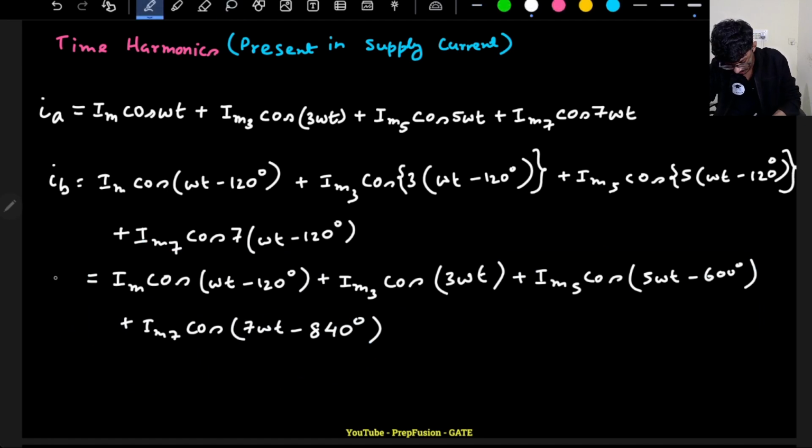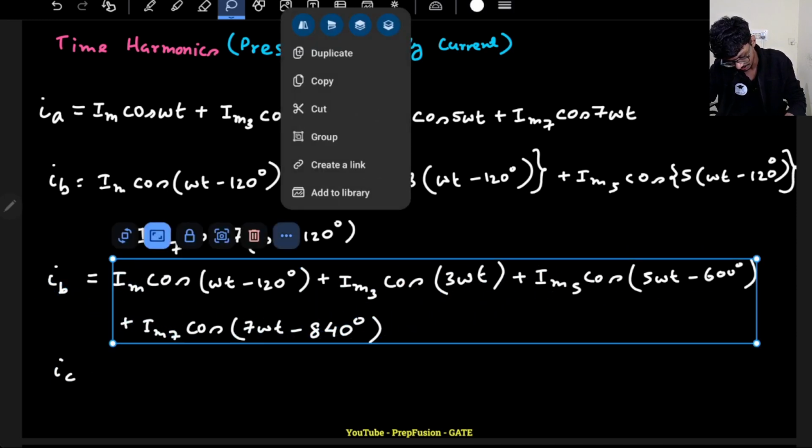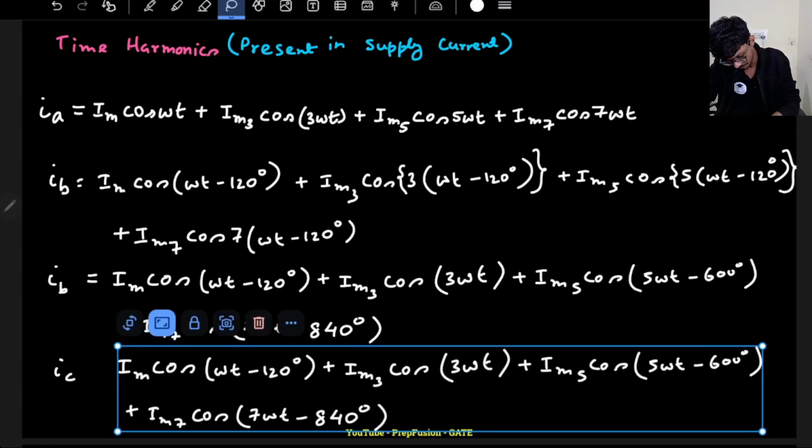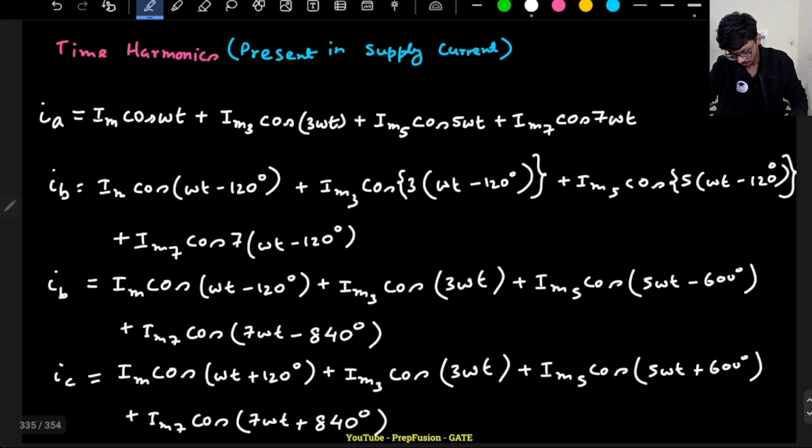This is the B phase current. What will happen to the C phase current? Similarly, instead of ωt minus 120 it will be ωt plus 120. So in plus 120, just the negative sign will be replaced with a positive sign, that's it, right? Here this will be 0 only, because plus 360 or minus 360 is 0 degrees, right? I am rotating a whole circle. This will be plus 600, this will be plus 840. So these are the values now.